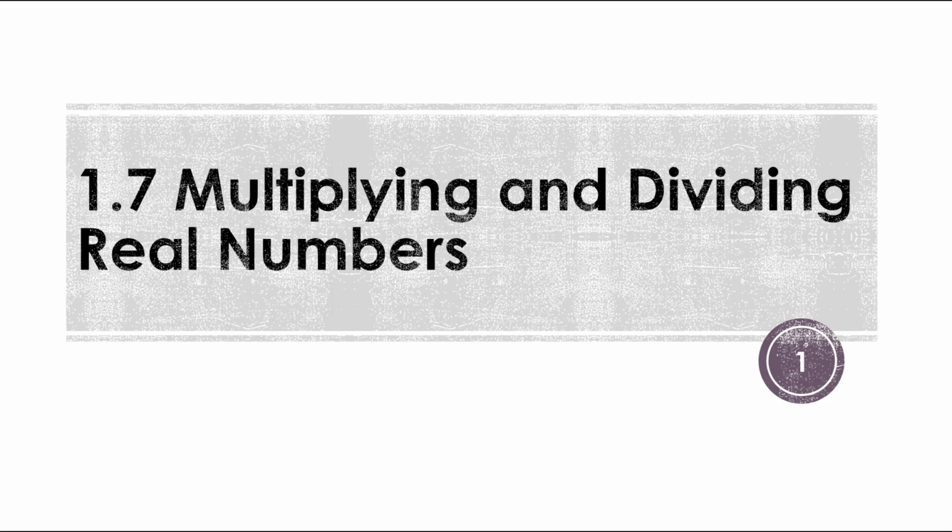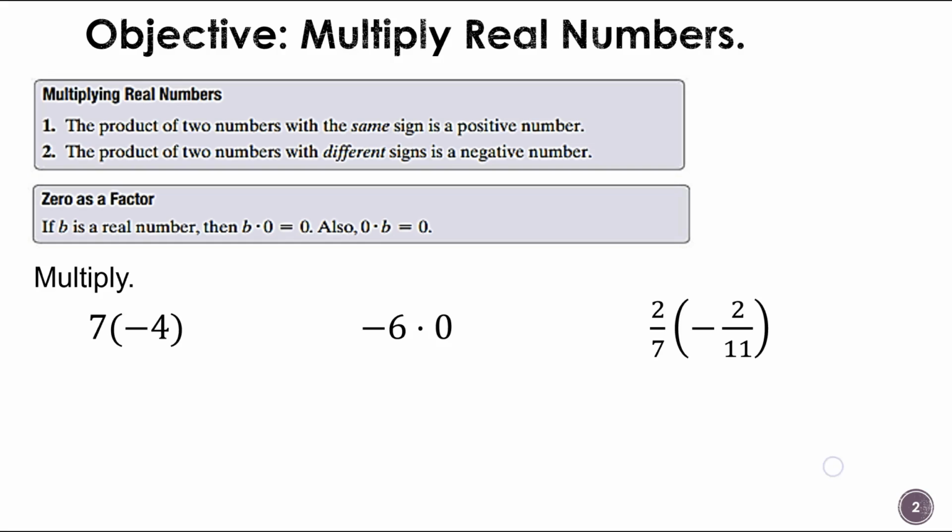Hi everyone, we're on section 1.7, multiplying and dividing real numbers. As you can see from the rules that I have posted here, if you multiply two numbers with the same sign, you get a positive answer, and when they have different signs, it's negative. Anytime you multiply something times 0, you get 0. So we're going to start on these examples.